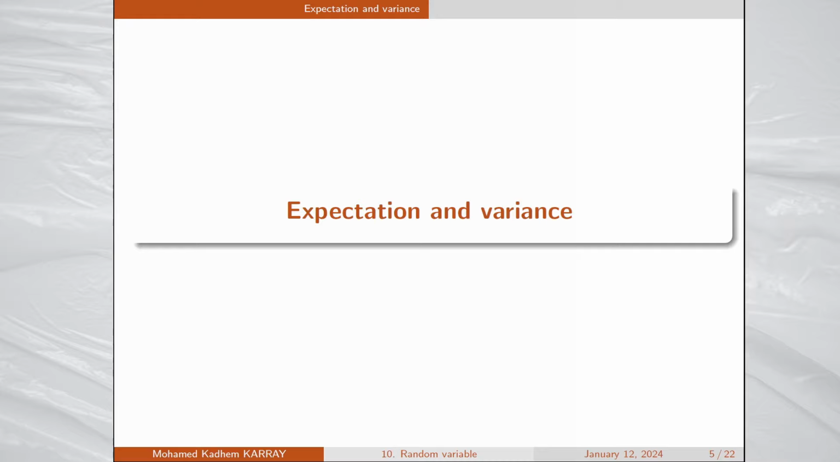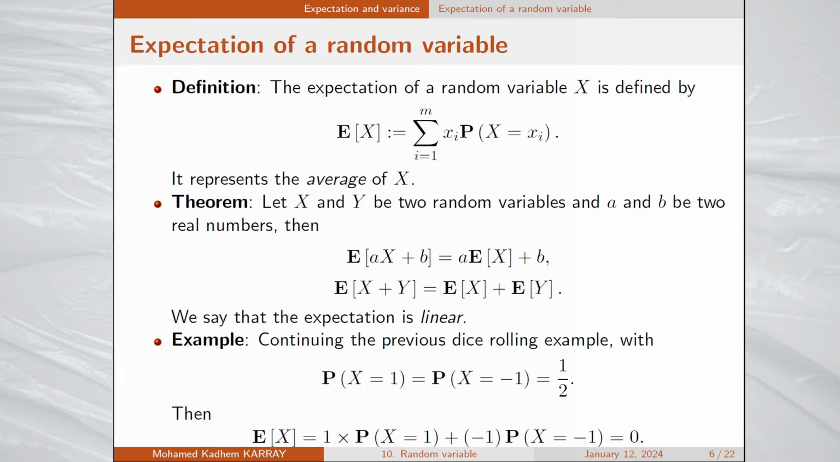We shall now introduce the expectation and variance of a random variable. So we begin by defining the expectation. Consider a random variable X. Its expectation is defined by the sum over all the possible values of the random variable X multiplied by the probability that the random variable X equals the corresponding value. This is the same value here.